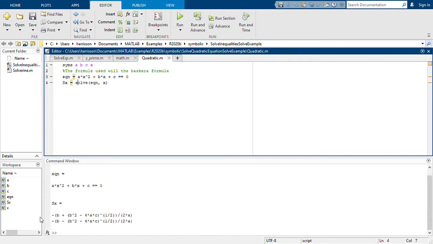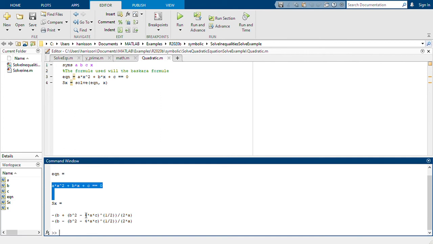So this is my equation, and this is the solutions of this equation for x. And indeed, these are the two solutions that a quadratic equation has. So we have here minus b plus the root of b squared minus 4 times a times c, the whole expression divided by 2 times a, and here we have the solution when we change the sign from plus to minus. So these are the two solutions.